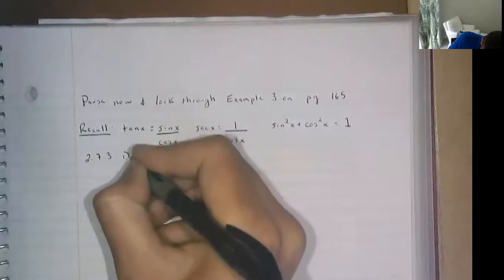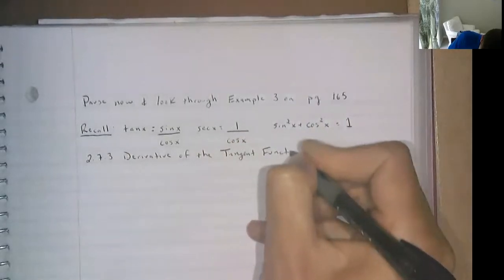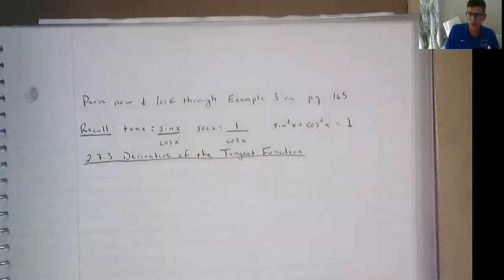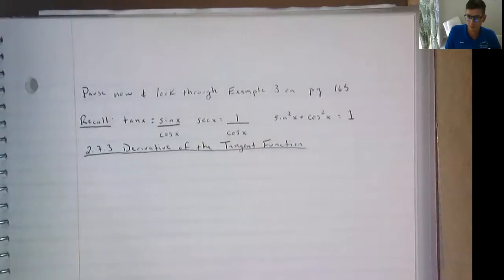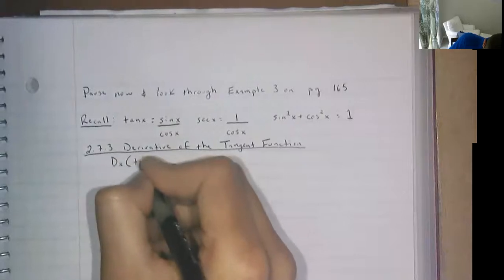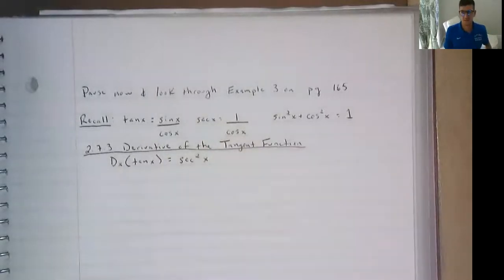Okay, so 2.7.3 is the derivative of the tangent function. And again, we're going to format this as: I'm going to tell you what it is, and then we're going to prove it together. Or I'm going to prove it, and you're going to watch and write down, and we'll say we did it together. So the derivative of the tangent of x, and this is going to feel weird, but it's true, is secant squared x. Ugh. It is what it is. I don't make the rules.